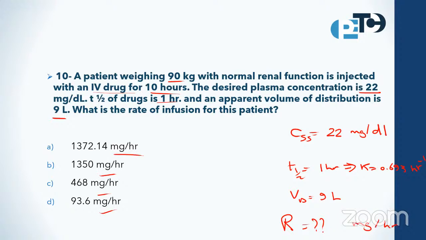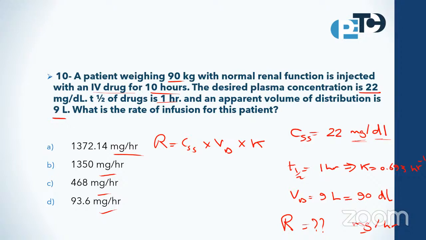Okay. The first step is knowing the formula. What is the formula? Here we have a formula saying that R equals CSS multiplied by VD multiplied by K. So just multiply all of them together. But before multiplying, we should adjust the units. The unit of the weight is milligram here, so there is no problem. The unit of the volume is deciliter. So for volume, we should convert it into deciliter. It would be 90 deciliter.